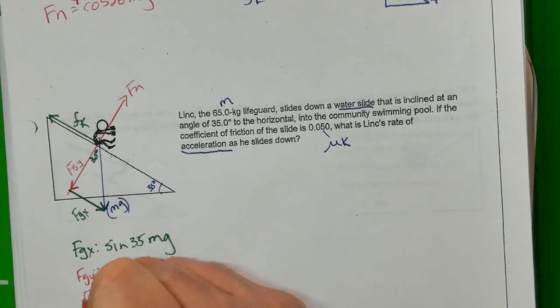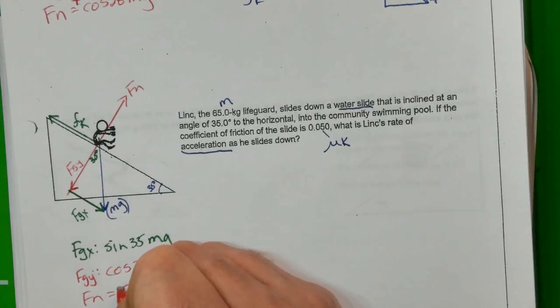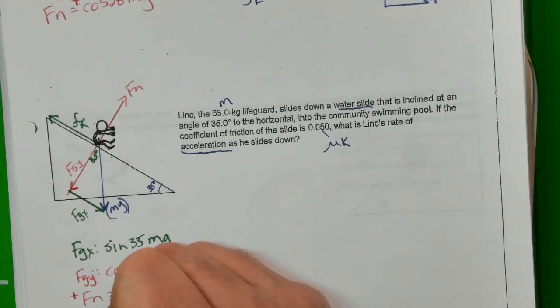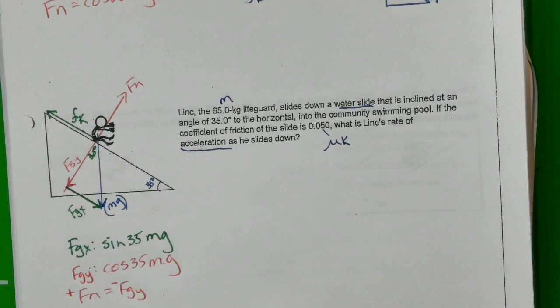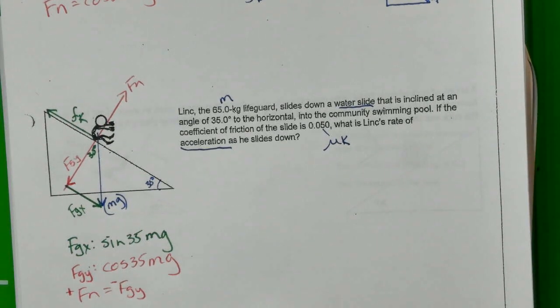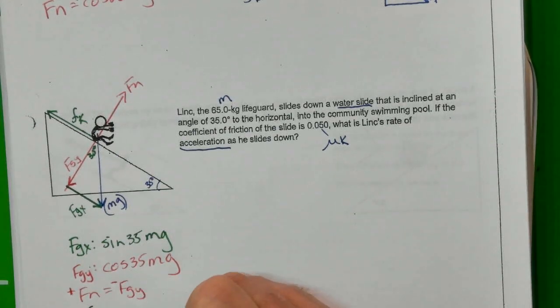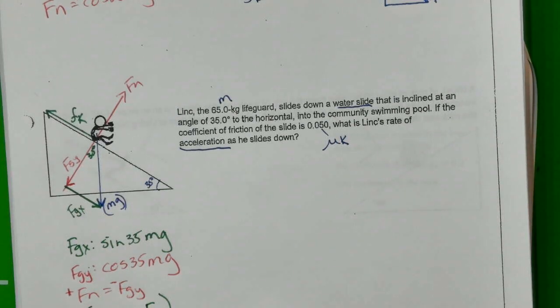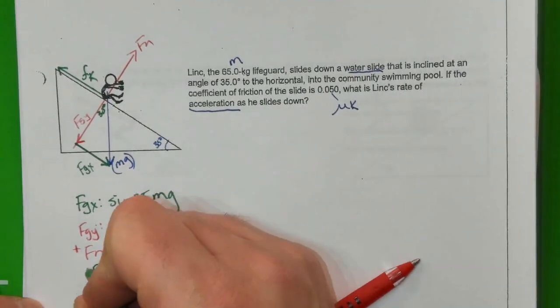The normal force is equal to FGY, but it is, of course, positive. So we've got a positive FGY, positive Fn and negative FGY. And then our friction force, that's kinetic friction, so we would need to know the mu kinetic, and we'd have to multiply it by the normal force. So those are all the relationships that we know either by trigonometry or we know by formulas.